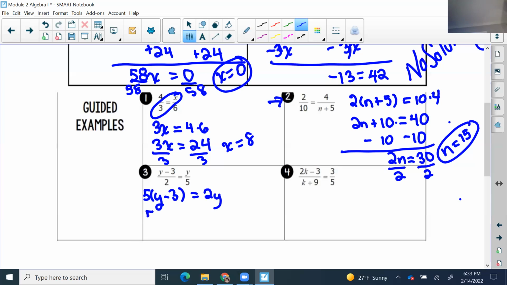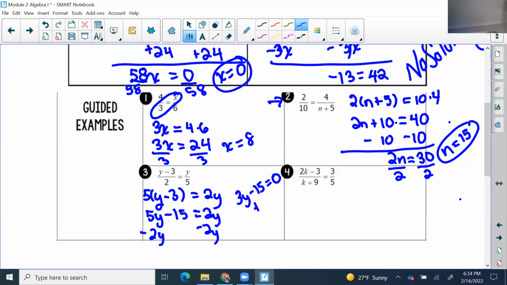So I get 5y minus 15 is equal to 2y. And then I'm going to subtract 2y from each side of my equation. Now, a lot of people are like, uh-oh, what do I do? And that just means I get 3y minus 15 is equal to 0. That's okay. We can have 0 on one side of the equation.